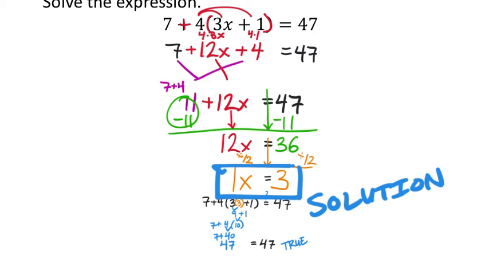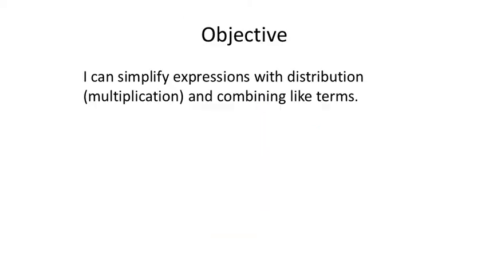Remember, the main difference between this problem, which is an equation, not an expression, is that it now has an equal sign. That's when we use principles of equality. If there is no equal sign, we're just looking to maybe distribute and then combine like terms. There's our objective. I can simplify expressions with distribution, which is multiplication, and combining like terms. And again, the whole idea with these two, which is a review, is that in the future when we see this with equations, you can use these two principles or properties when solving equations.